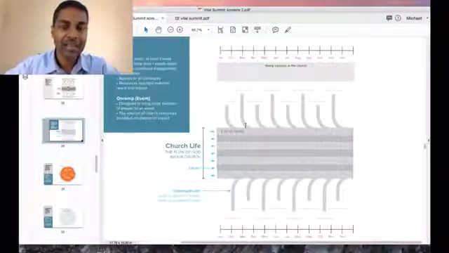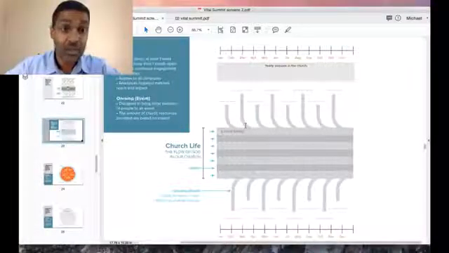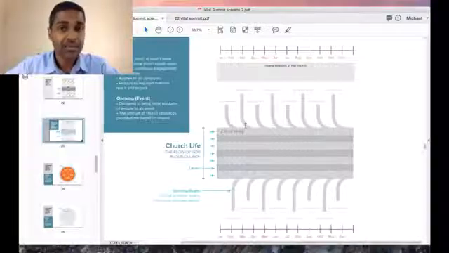This is the play that you can run for your events so that you don't have to reinvent it every time. You kind of know what's going on. So it's great to have a playbook.